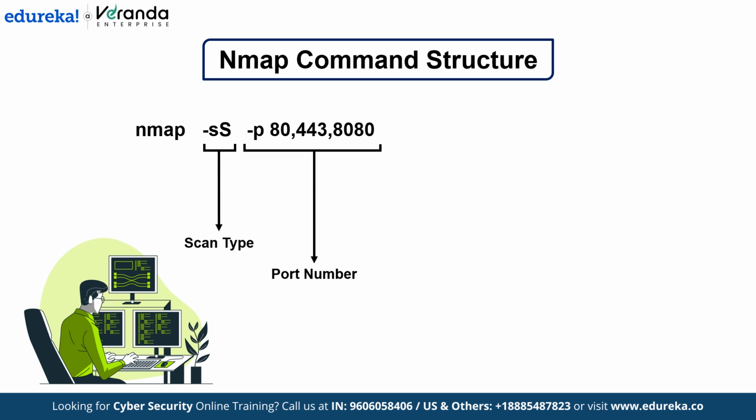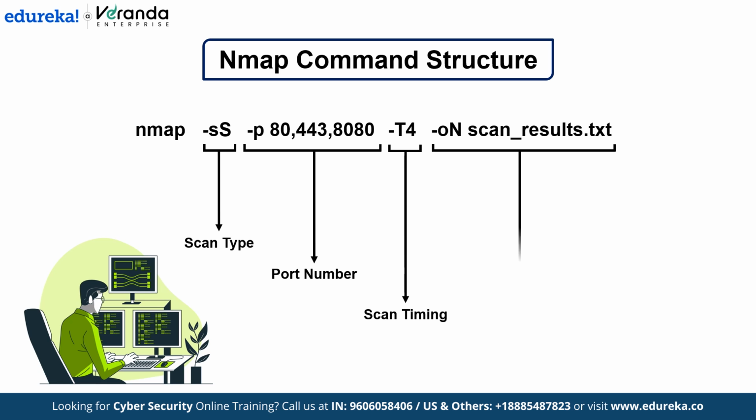Next we have the port number. This specifies which port you want to scan. By default, Nmap scans the most common 1000 ports, but you can customize this based on your requirements. Next is the scan timing. This determines how aggressive or stealthy your scan will be. Nmap offers timing templates ranging from very slow and stealthy scans to fast, aggressive ones. Next are the output types. Finally, you can decide how to save or view the results. Nmap supports multiple output formats, including standard output, XML, and even a greppable format for advanced processing.